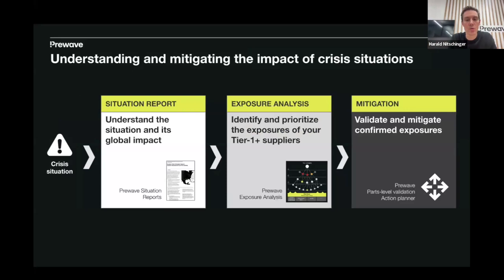After that, we provide to our customers exposure analysis. This answers the question for our customers: how are their suppliers exposed to this crisis situation? So identifying and prioritizing the exposures within our customer supply base. And this is a dedicated dashboard and report, which we will also show later during this presentation. And this then leads into the mitigation part, where after a first validation, our customers and companies can then work to mitigate these exposures by finding alternative sourcing routes, diversifying supply, and so on.